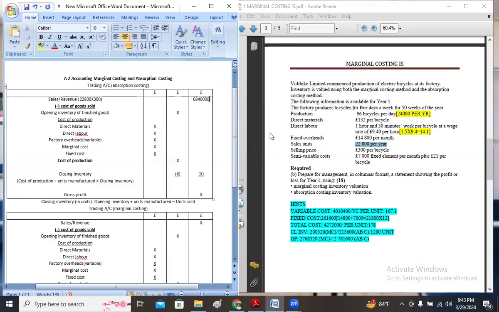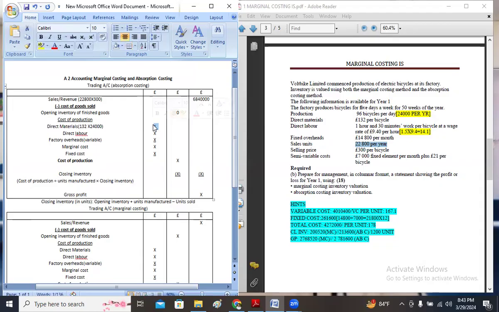Now, opening inventory of finished goods. Is there any opening inventory? It's year 1, so opening inventory will be 0. Now, cost of production is calculated as direct material plus direct labor plus fixed cost. That will be the total variable cost or marginal cost, and with that, fixed cost needs to be added to get cost of production. So let's start with direct materials. It said 132 per bicycle, so 132 multiplied by, we've already seen, 24,000 cycles per year.